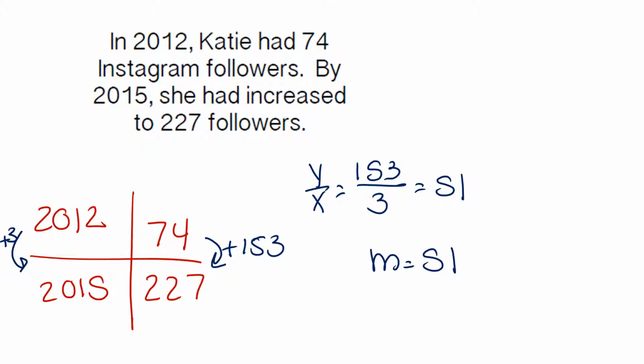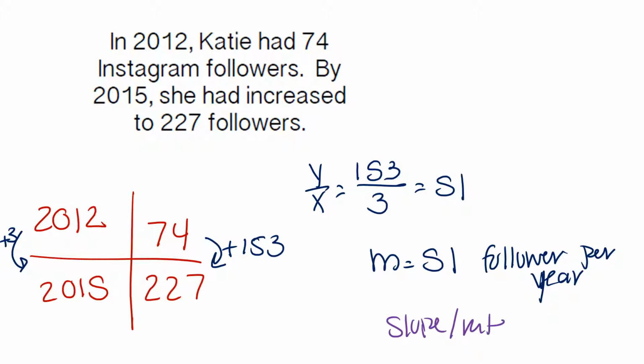Our m value is 51. She gains 51 followers per year. Remember, that represents our slope, the rate of change.